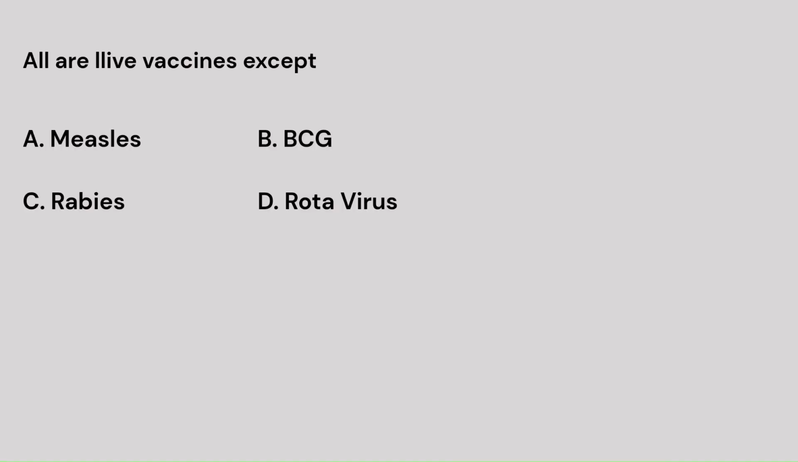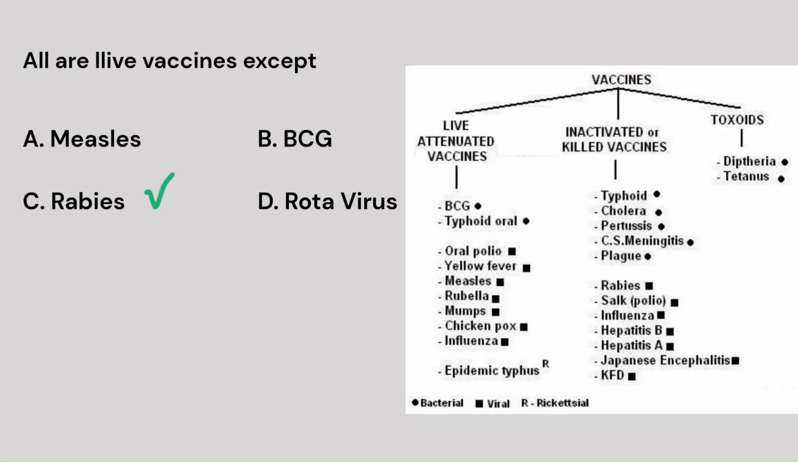Next question. All are live vaccines except option A, measles. Option B, BCG. Option C, rabies. Option D, rotavirus. The correct answer is option C, rabies.